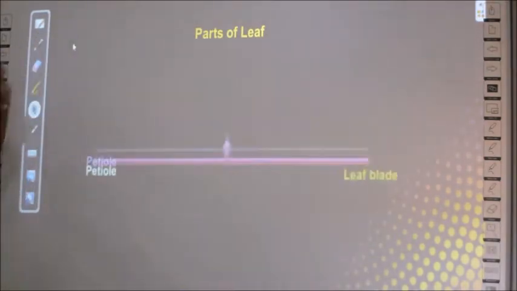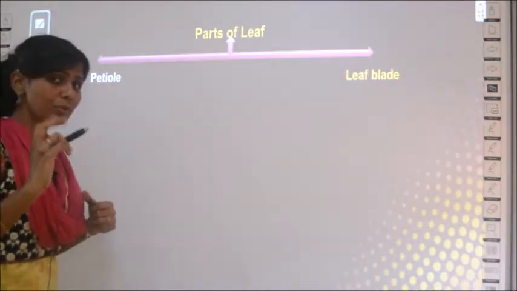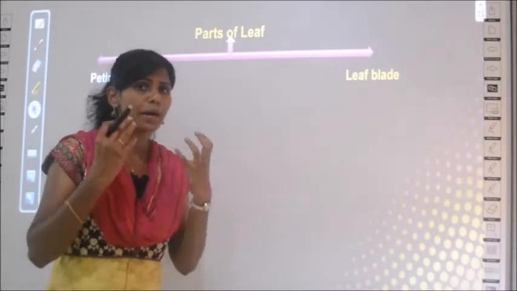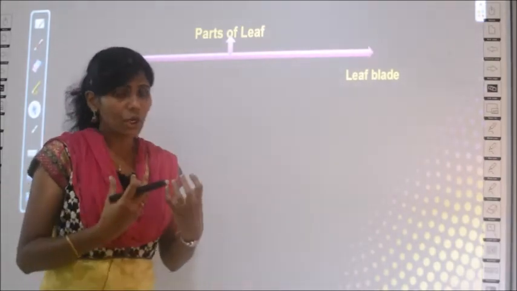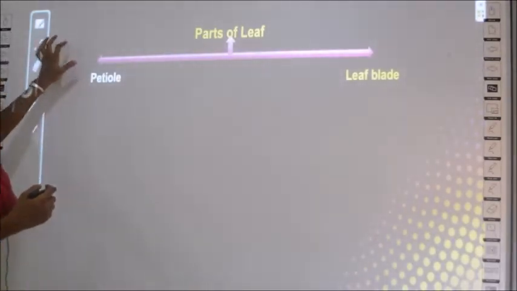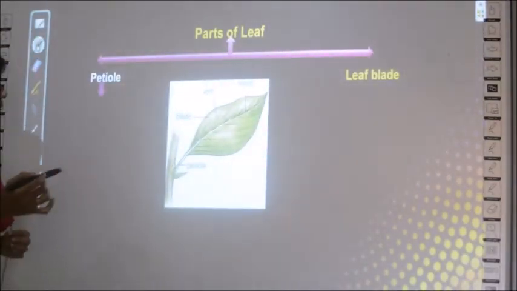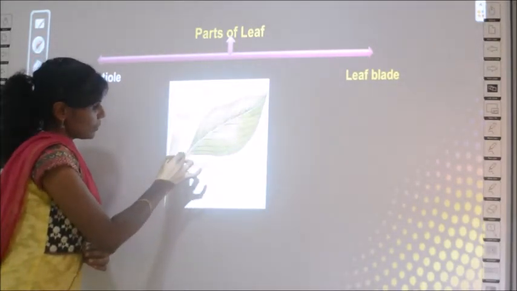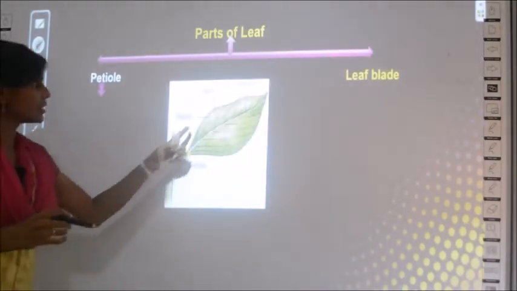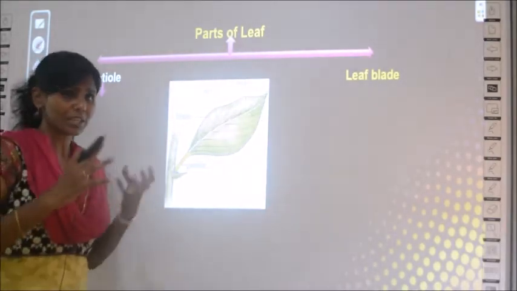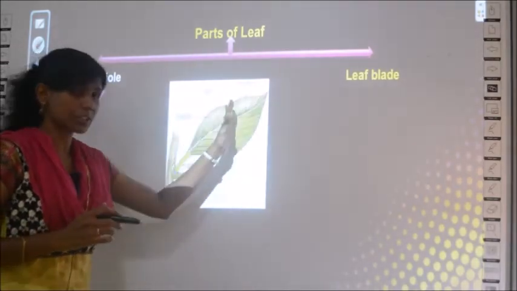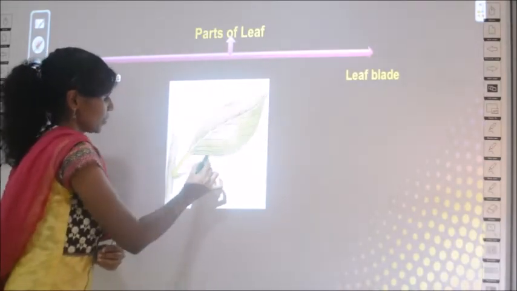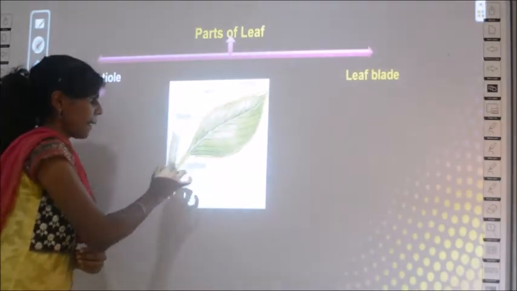So the parts of a leaf, what all a leaf will have? A leaf will have 2 regions. One is called petiole and the next one is called leaf blade. So the 2 parts of the leaf are petiole and leaf blade. Where is the petiole and where is the leaf blade? So this is the petiole. You have a stick like structure, no? This region is called the petiole, and this is the leaf blade, the whole flat surface you see, that usually we call the leaf, right? So this is actually the leaf blade. So this is leaf blade and this is petiole.